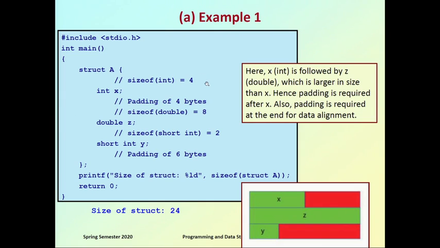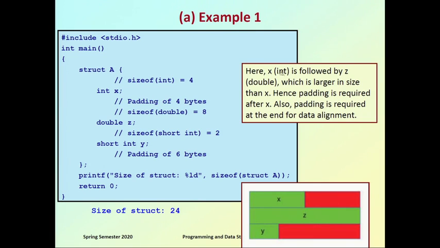Then next is double z. We know that the size of z is 8 bytes, and then short int y. If it is declared as a short integer, the size should be 2 bytes. That means x is of 4 bytes, z is of 8 bytes, y is of 2 bytes, and see the declaration of the ordering.